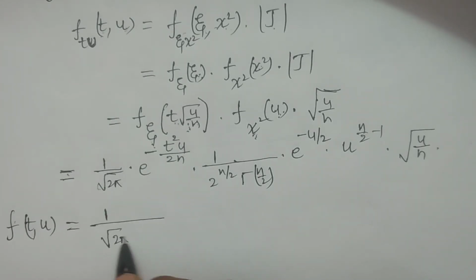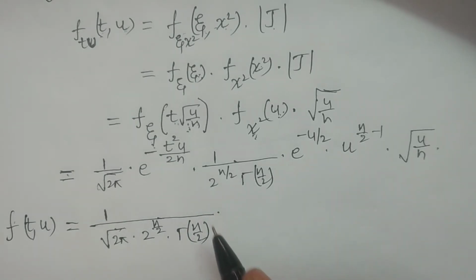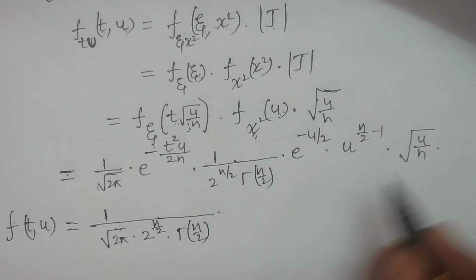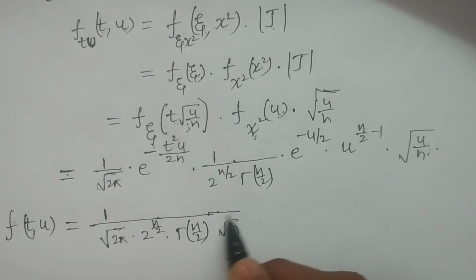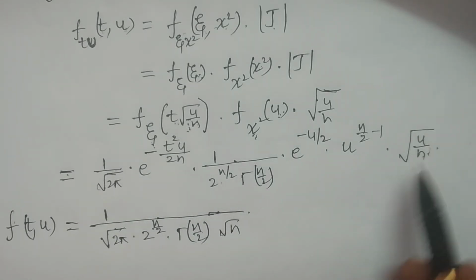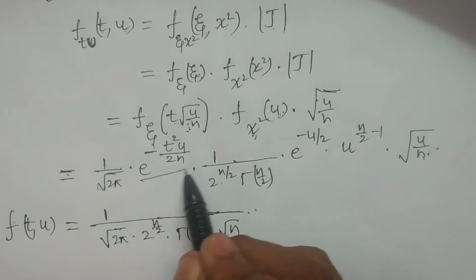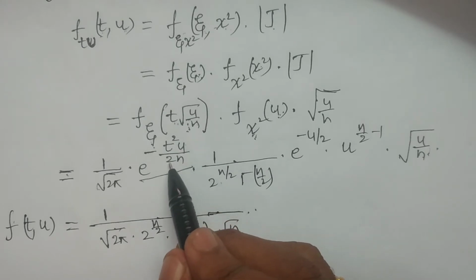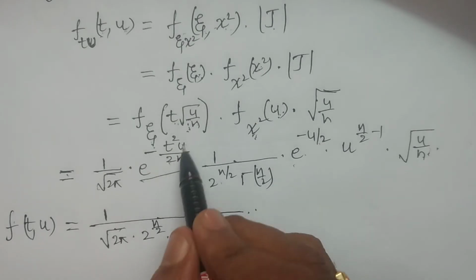So 1 by root 2 pi is a constant, 2 power n by 2 is another constant, and gamma of n by 2 is another constant, multiplied by root n. Root n is another constant in the denominator. Now you see this is e power minus t square by 2 into u by n, and this is e power minus u by 2. Here also e power minus u by 2.